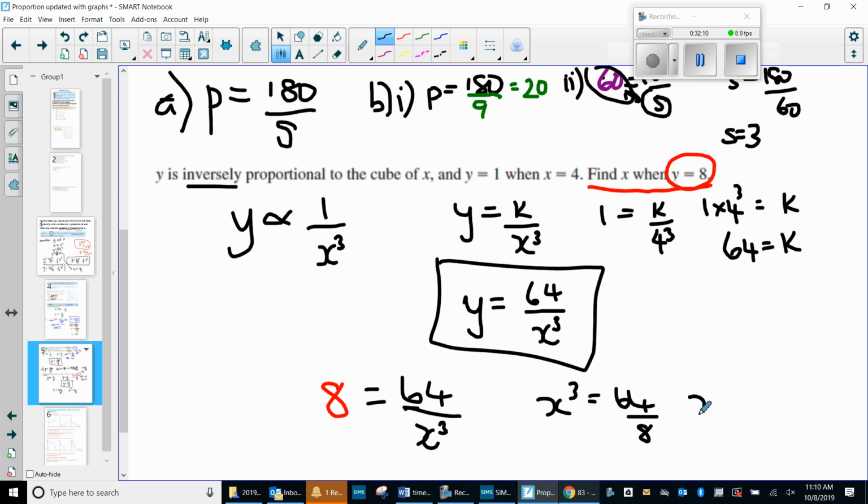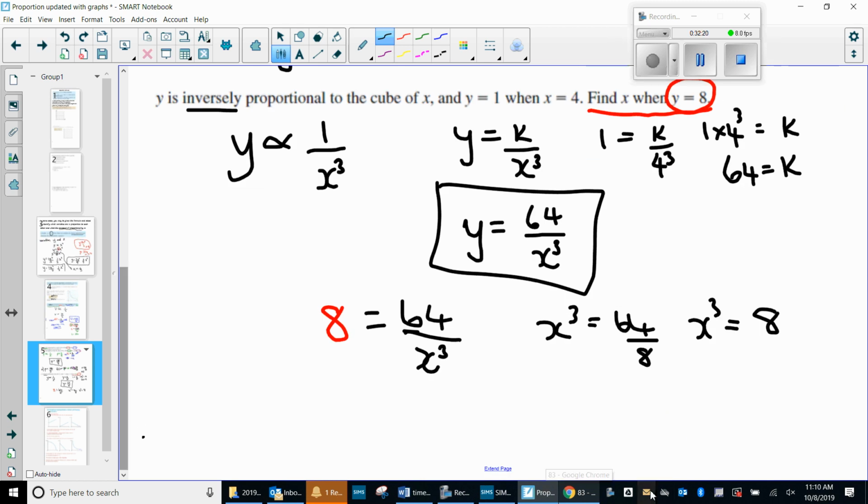Now, what is 64 over 8? 8, okay? Now, that means x cubed is 8. This is a review of undoing cubing. What's the opposite of cubing? Cube rooting. Good girl. So we're going to do the opposite. So we find the cube root of 8, which is 2. Thank you, Georgie.